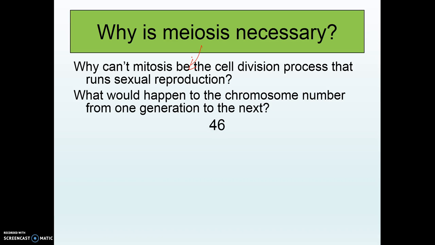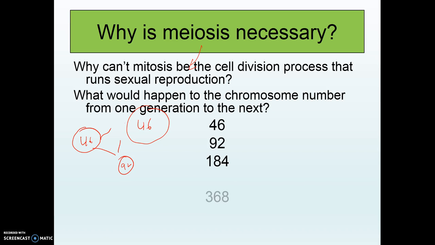Well, we have 46 chromosomes, 23 pairs. So imagine you have a sperm which has 46, and then you have an egg which is also 46. Well, when you unite these, you'll end up with a zygote which is 92, right? And of course the next one will be 184. There is no reduction, so it will produce 368, and so on and so forth, right?